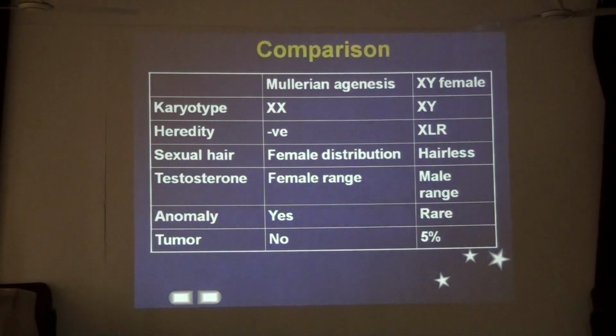This is the comparison between Mullerian agenesis and Morris syndrome. In Mullerian agenesis, it is a female, 46XX, and Morris syndrome is 46XY. So the androgen level, meaning the testosterone level, will be higher in Morris syndrome, and the testosterone level in Mullerian agenesis will be in the female range. Mullerian agenesis is mainly sporadic, but Morris syndrome is X-linked recessive. Sexual hair has a female distribution in Mullerian agenesis, and the XY female is hairless. Anomalies are more associated with Mullerian agenesis, and for Morris syndrome they are rare. Tumors are not seen in Mullerian agenesis, but neoplastic changes can occur with Morris syndrome.